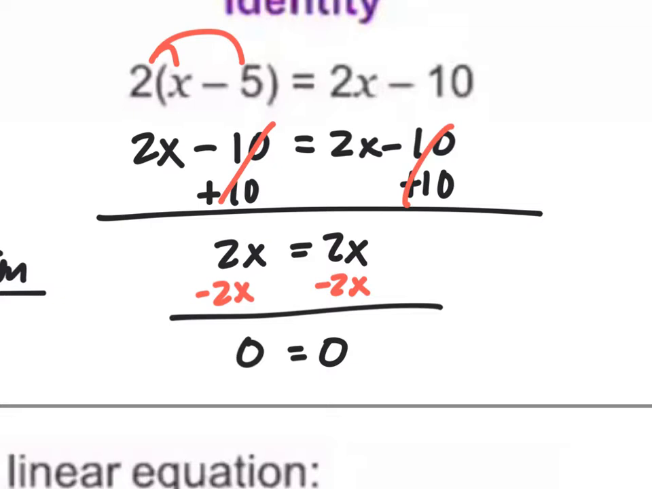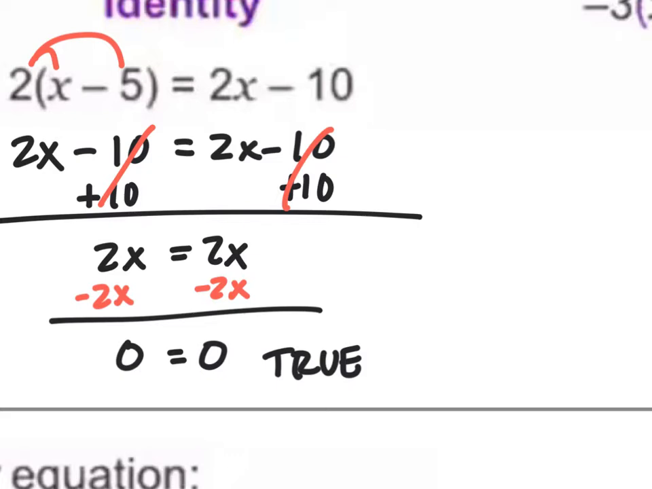Now, when I have the statement that 0 is equal to 0, that is a true statement. Because that is a true statement, any value that I plug in for x in any of these parts up here, I'm going to get a true statement, that something equals something else. Therefore, I can plug in any x value and get the same thing on the left side as on the right. That means I have an infinite amount of solutions.